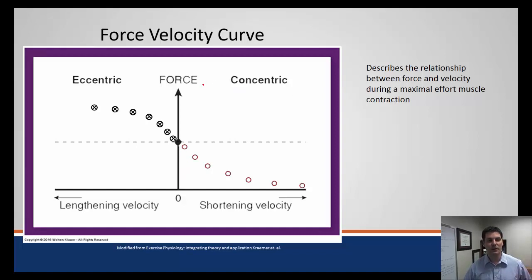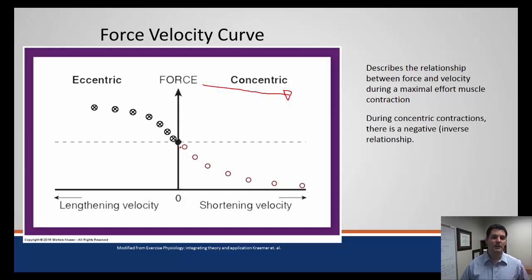Again, this entire portion of the curve on this side is concentric contractions. That tells us that the amount of force we're able to generate is more than the force we're working against. Therefore, the action in the muscle is a shortening action. To further define this, the relationship here during concentric contractions is what we consider a negative, or inverse, relationship. In other words, as the force goes up, the velocity at which we are able to make that contraction goes down.